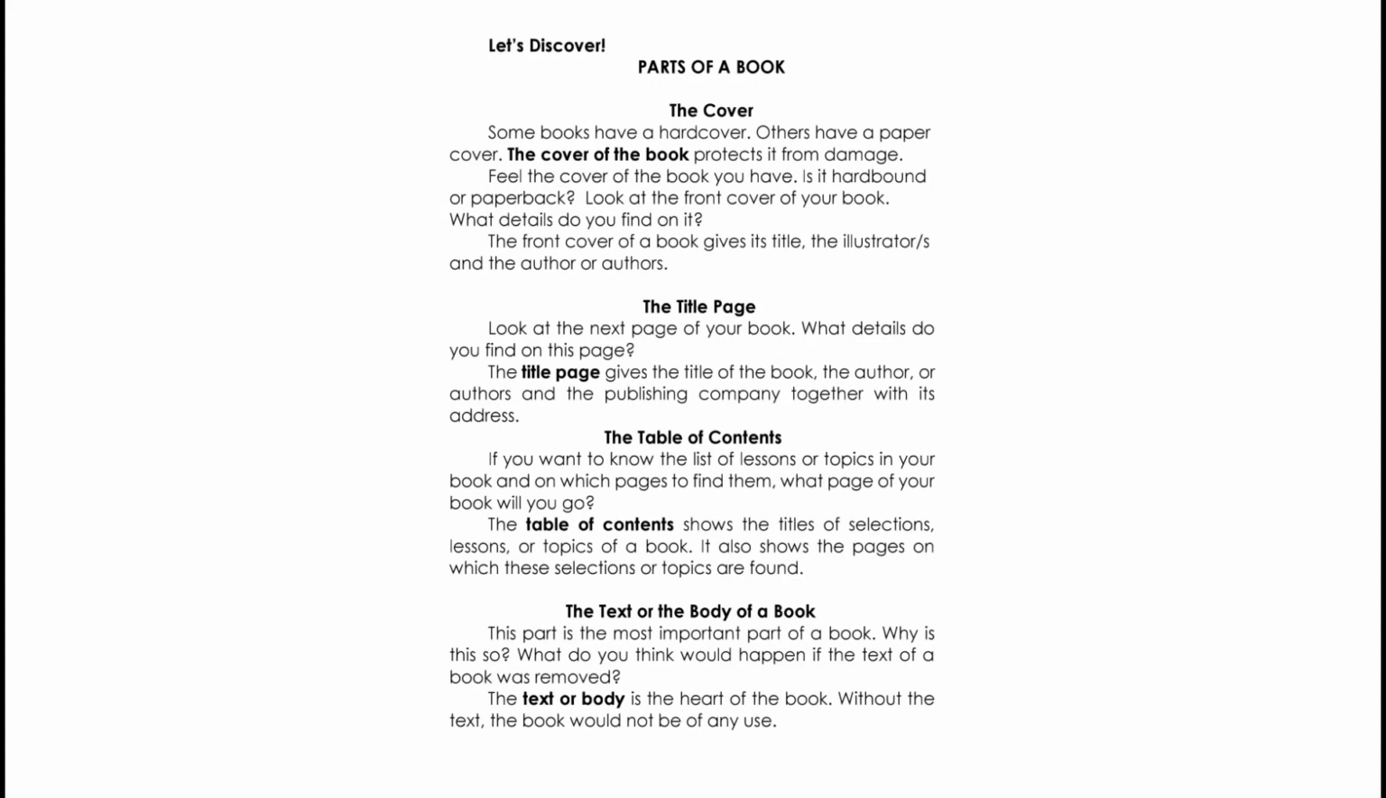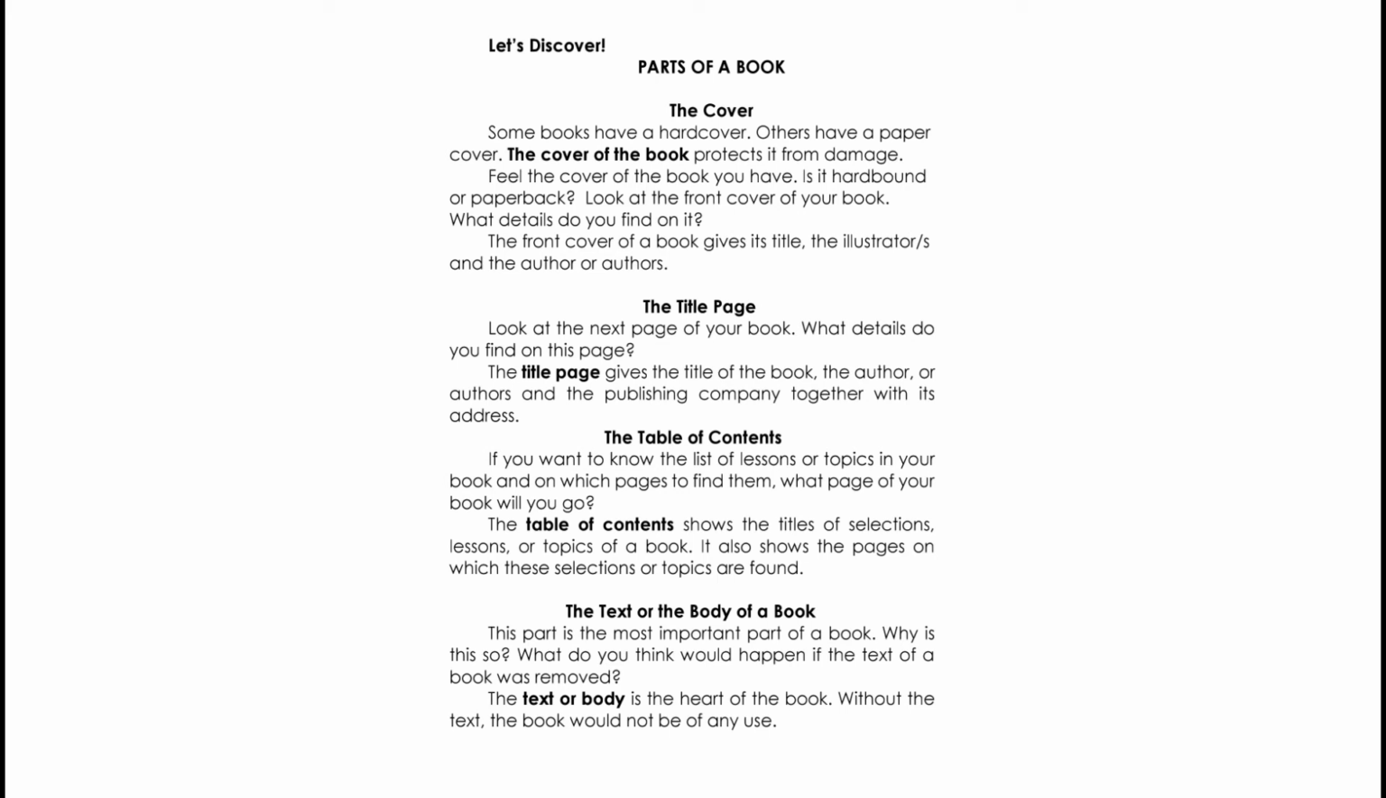Let's discover parts of a book. The cover. Some books have a hard cover. Others have a paper cover. The cover of the book protects it from damage. Feel the cover of the book that you have. Is it hardbound or paperback? Look at the front cover of your book. What details do you find on it? The front cover of a book gives its title, the illustrators, and the author or authors.